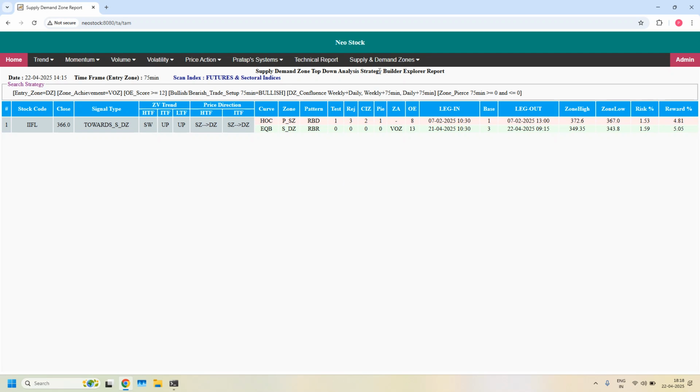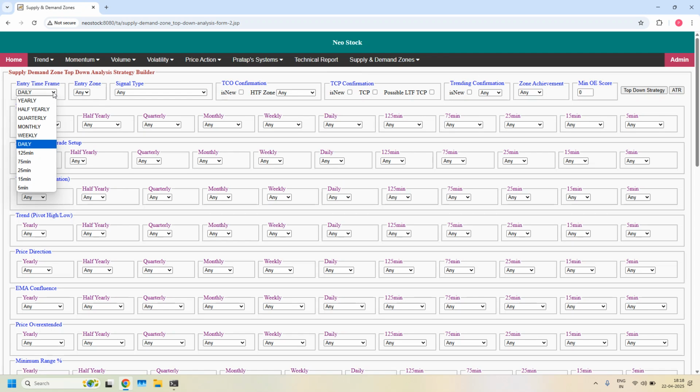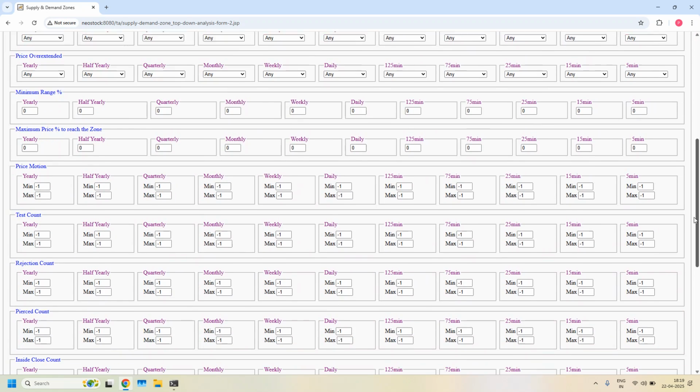Next, bearish trade setup for weekly income trade. Entry time frame 75 minutes. Entry zone supply zone. Bullish or bearish trade setup at 75 minutes, I am selecting bearish. Zone achievement VOZ. Minimum order enhance score 12. And 75 minute supply zone should not be pierced.